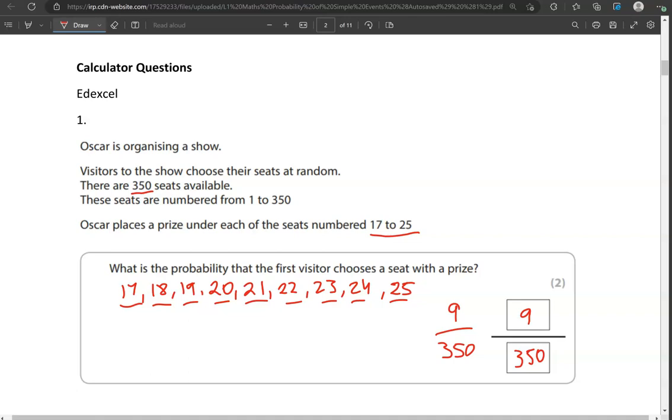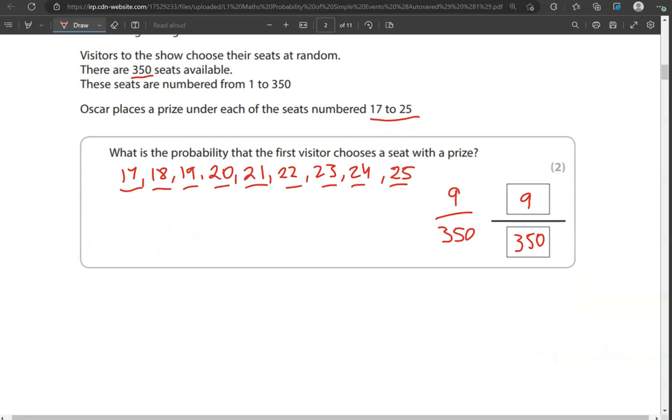How can you be sure that that's the case? So 9 can only be divided by 3 or by 9. Dividing 350 by 3 doesn't give us a whole number. Dividing 350 by 9 doesn't give us a whole number again. That's why this is the simplest form of the fraction.